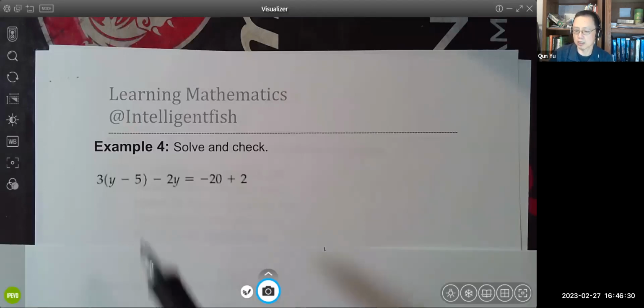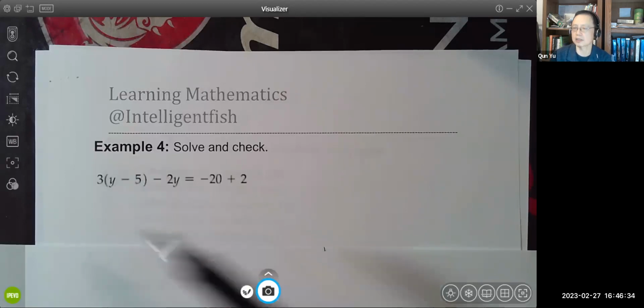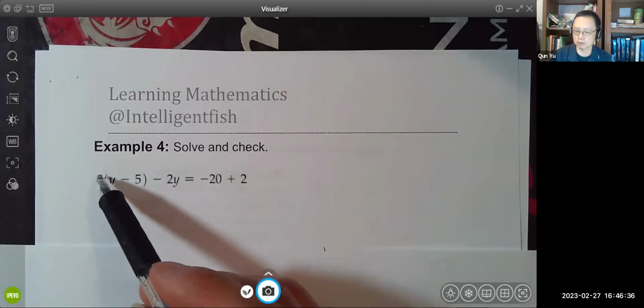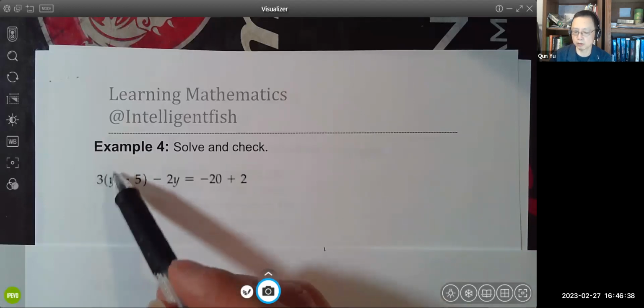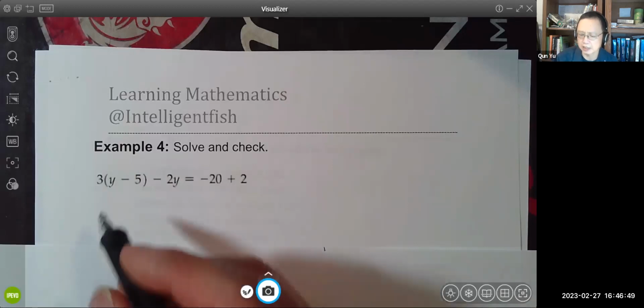So in order to combine like terms, we have to release this y from the parentheses. And that is why you need to distribute the 3 to each term inside. As a principle, if you have parentheses, you always want to get rid of the parentheses so that you can combine like terms. So let's do that.